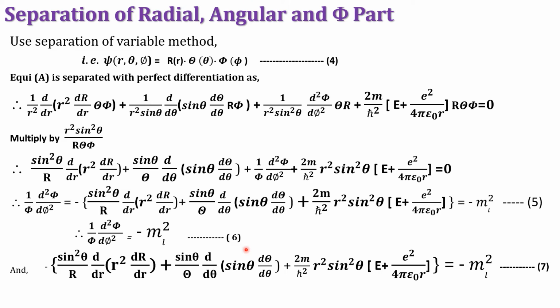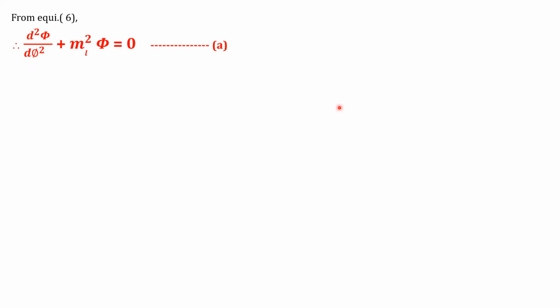Here from equation 6, we get the φ part of the equation. We call this equation small a: d²Φ by dφ² plus ml squared Φ equal to 0. This equation is known as the φ part of the equation.